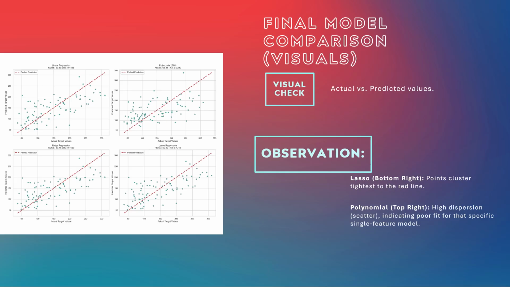Now we come to the final model comparison between the linear regression, polynomial, ridge, and also the lasso regression. This visual comparison confirms our finding. The lasso model in the bottom right corner shows the tightest clustering around the red regression line. In contrast, the single feature polynomial model in the top right shows significant scatter, confirming it's too simple for this task.